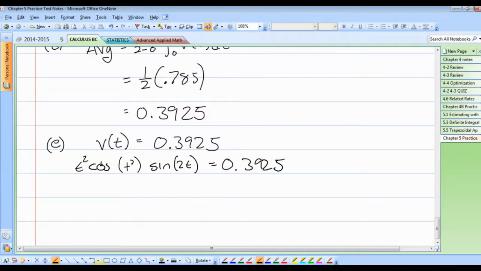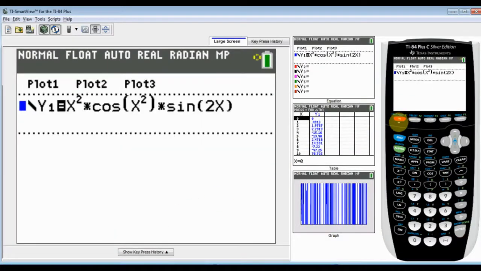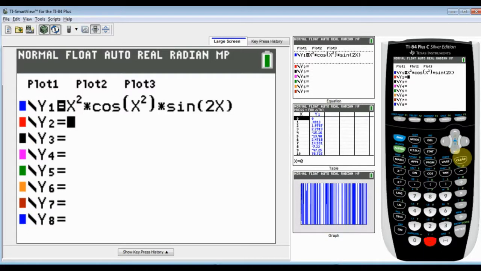You know what's nice about this? I already have this function in my calculator. Do you plug it into the other one? Yeah, so in Y2 I'm going to put 0.3925.